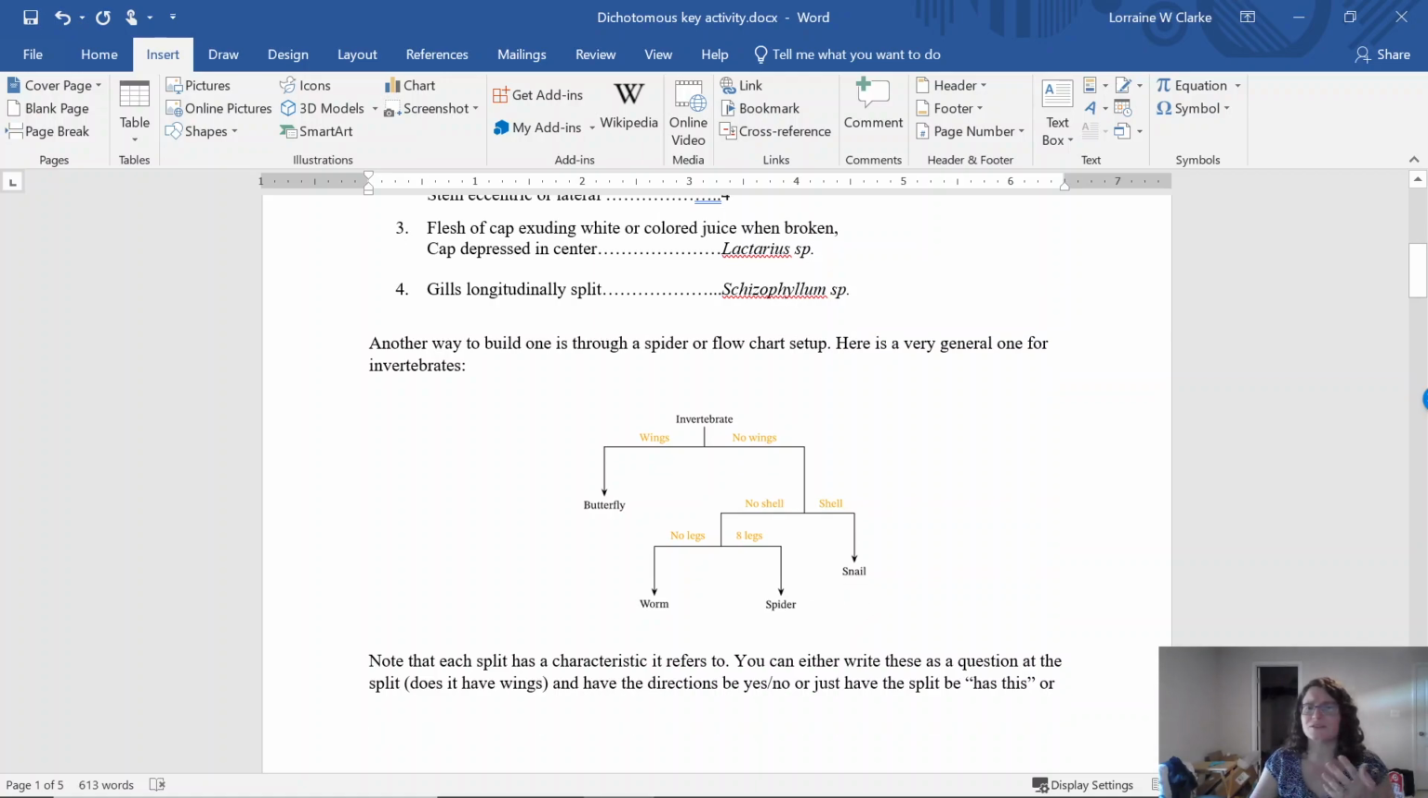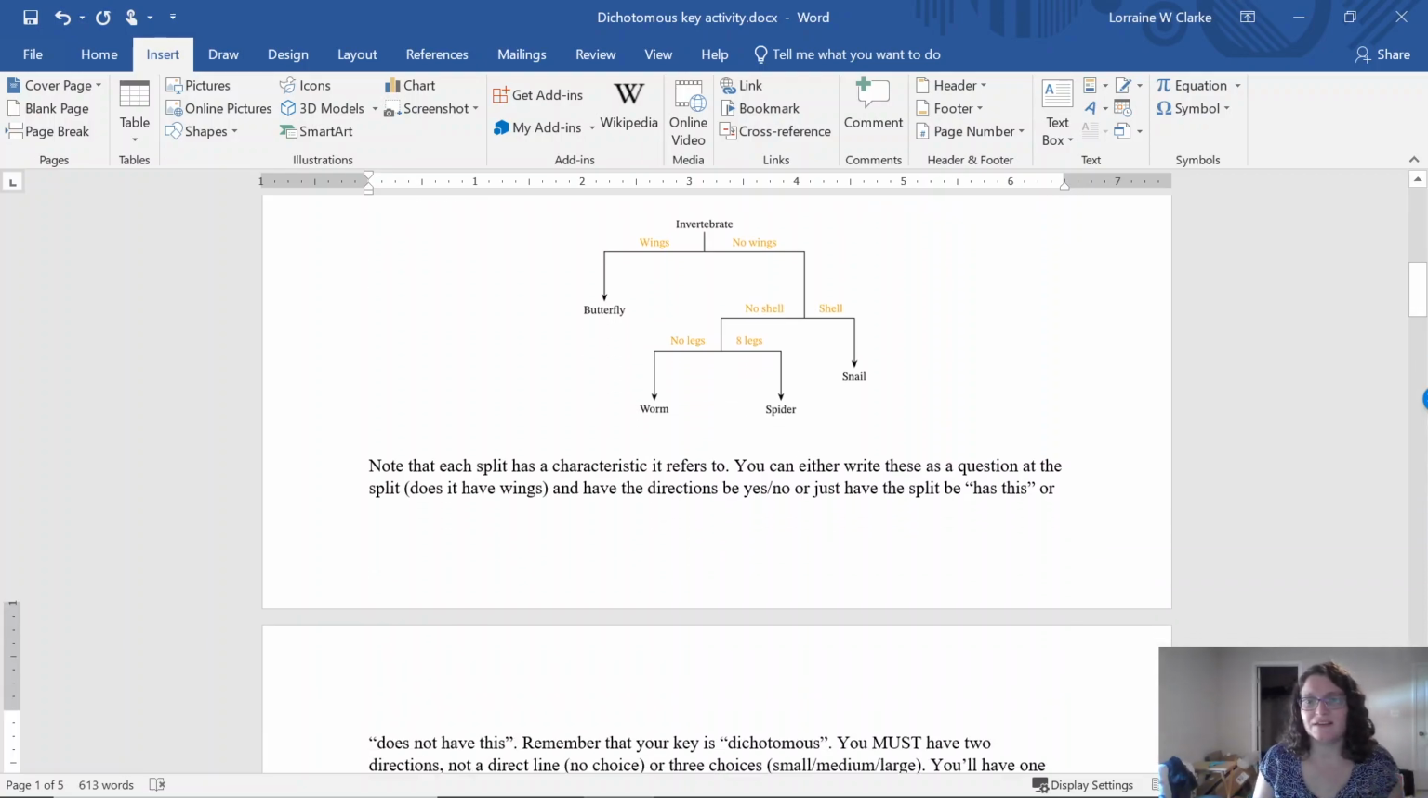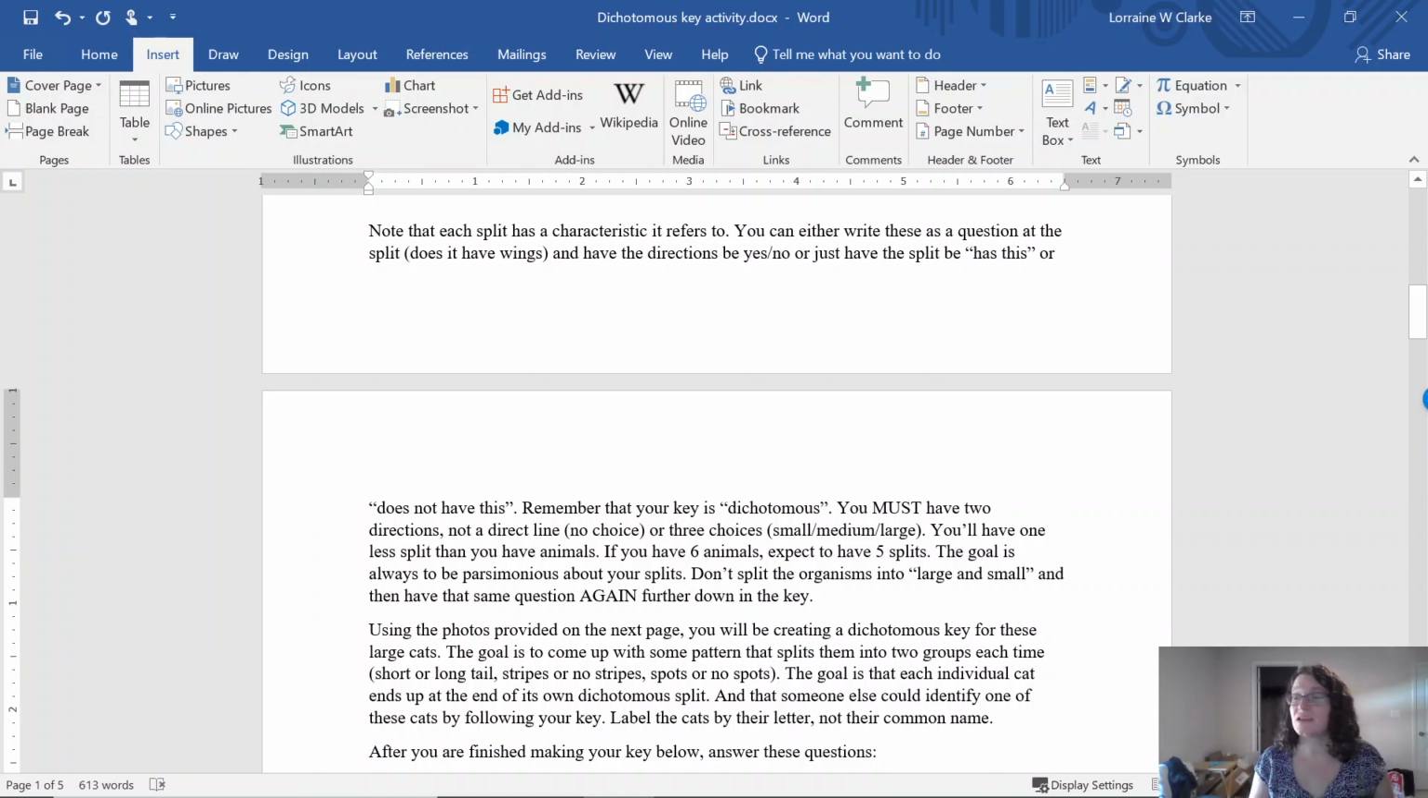Each split has a characteristic it refers to. You can either write these questions at the split, does it have wings, with the direction being yes or no, like I did with the coins, or just have the split be it has this, does not have this. The key here is that these are always called dichotomous keys. You've got to have splits, and then when it ends, you put the identified individual at the bottom there, okay? You don't have splits after identification. You don't have an identified one and then you split out again. No, do it the same way that I did my key, okay?